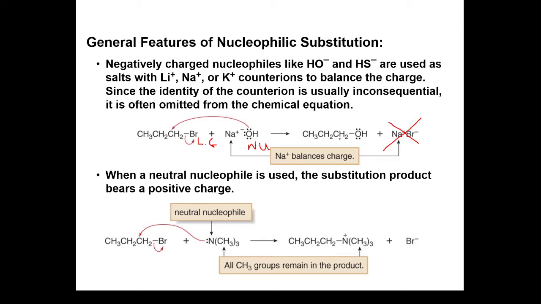If I use a neutral nucleophile, as they show down here, my product will end up having a positive charge. And here we took our alkyl halide and turned it into an amine. Okay. So those are our plans here.